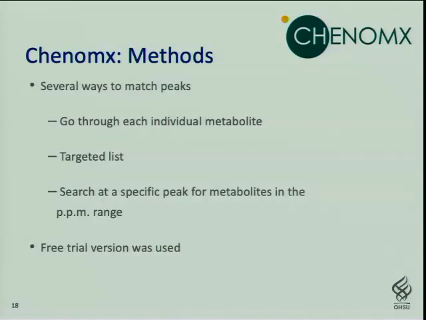So I looked at different ways to use Kinetics. There are several different ways to match these peaks. I went through and identified each individual metabolite to see if it fit in the range. I also used a targeted list, looking at what would be more likely found in urine, so I wouldn't have to look through all 300 metabolites. And then also searching specific ppm ranges, so specific ranges on this x-axis, to see if there's any fit with a peak that exists in your sample. Something I'd like to note: I used the free trial version this summer, so my interpretation of Kinetics may differ a little bit from what the full version offers.